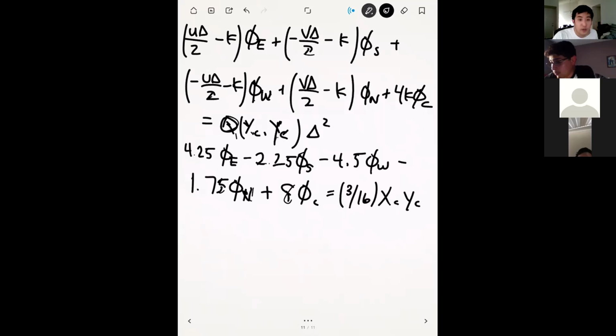Okay, so then from here we can basically just apply this to all the central cells. So I'll do one of them just so you can see. Let's do this for cell 6 first. So we're going to input the east, the south, the west, and the north neighbors for 6, and then just plug those in.